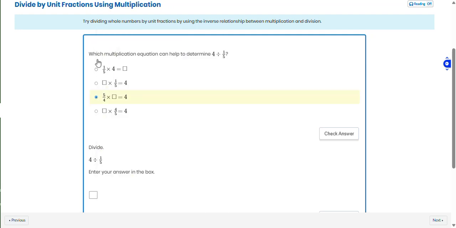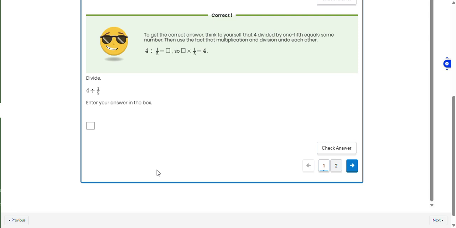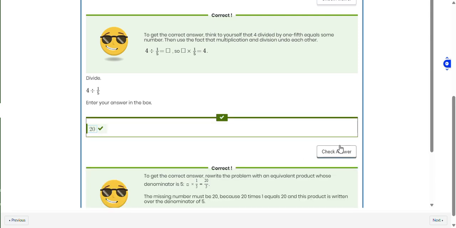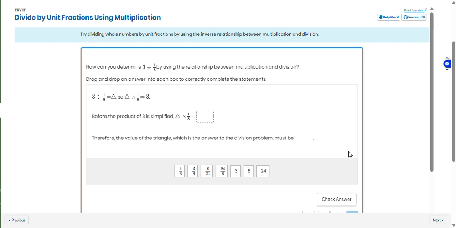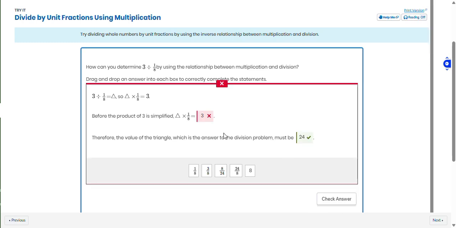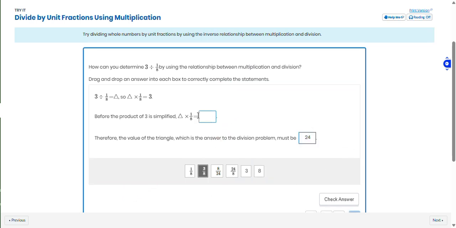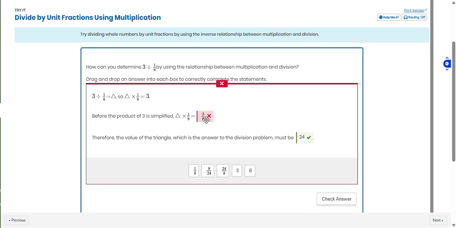This one. The first one works. Wait, no. This one works. 20. 24. Wait, what? Twenty-four over 8. Yes.